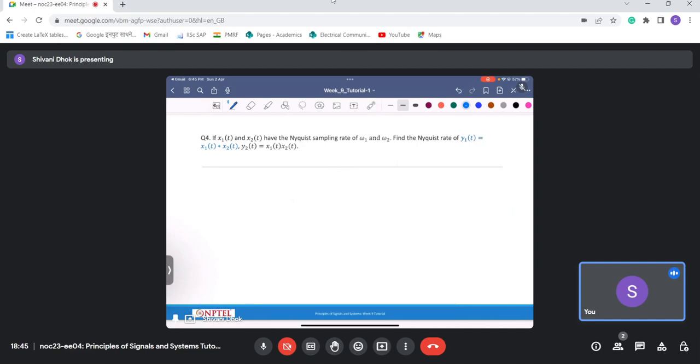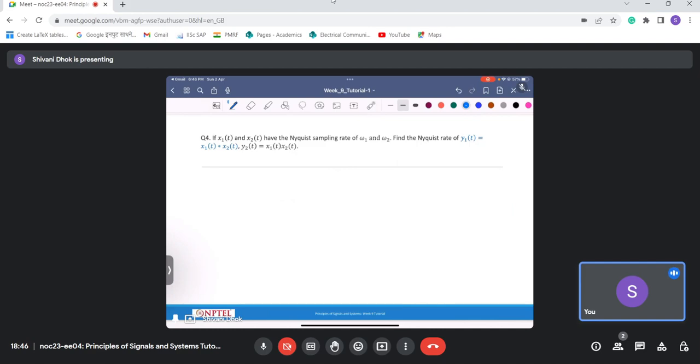But hence deciding a Nyquist rate, if I need to sample at the output of any system, then I should know what is the maximum value of frequency that I can expect at the output, and accordingly I can design the sampler at the output of my system. So these things play a very important role in designing any communication or signal processing systems.